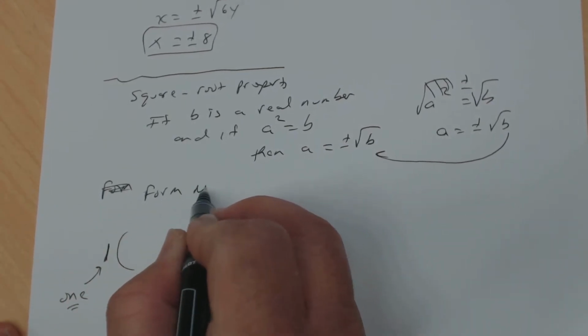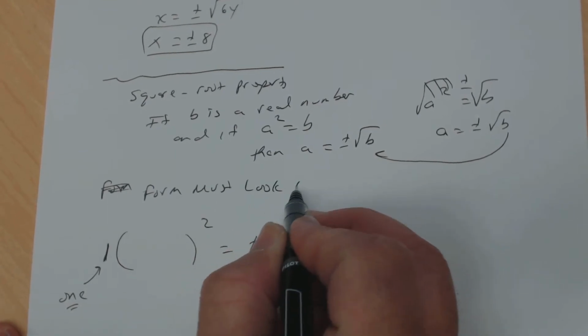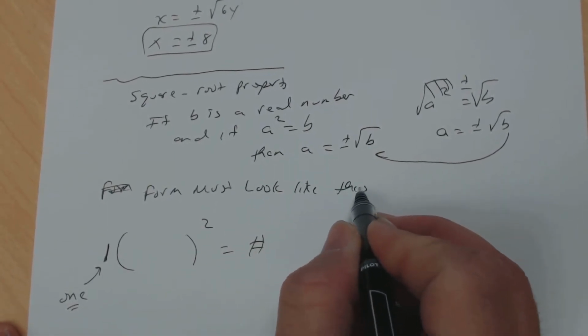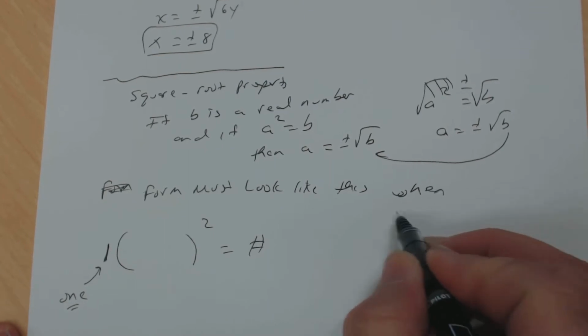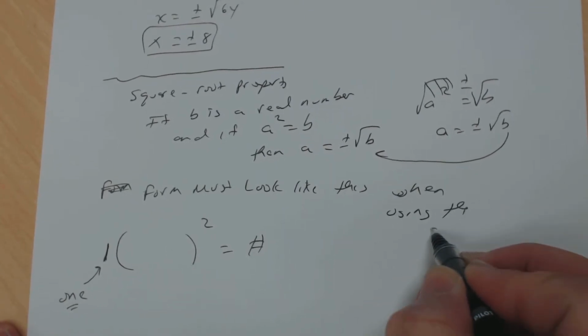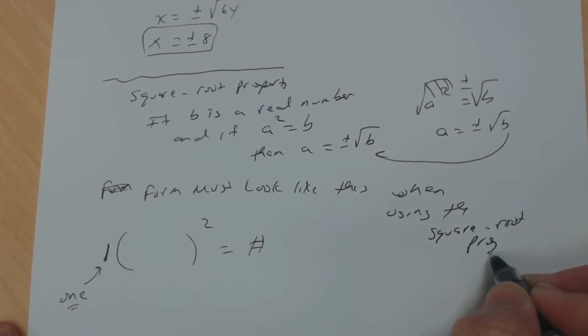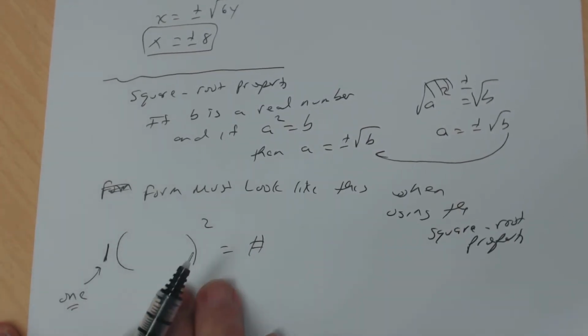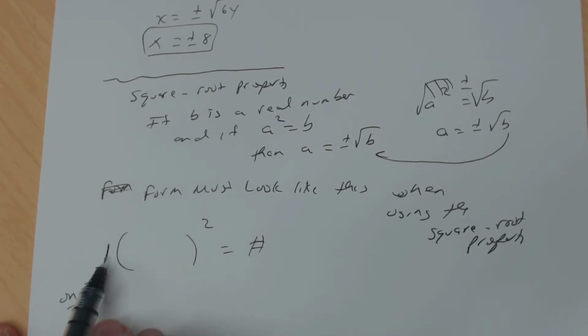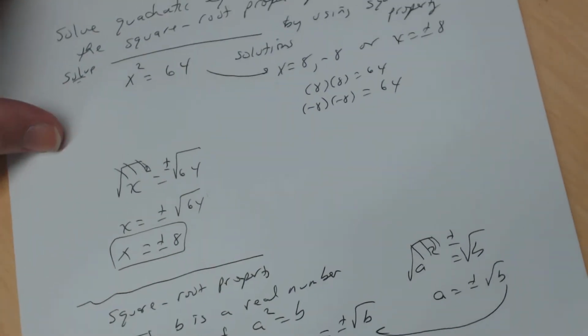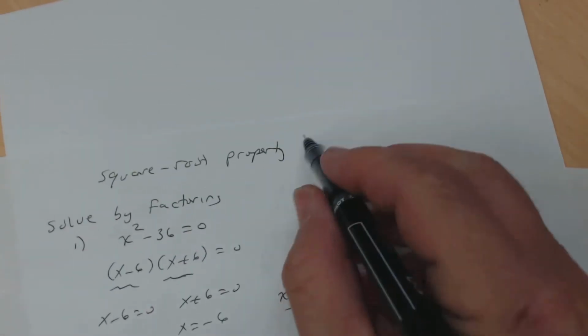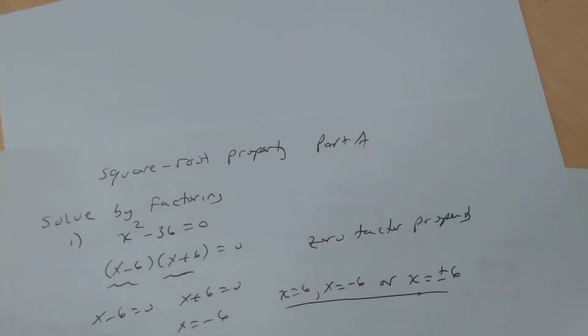The form must look like this when using the square root property. Okay, so something squared equals a number, and that coefficient right here has to be a 1. So if it's a 2, you divide both sides by 2. If it's a 3, divide both sides by 3. All right, so we're going to do one like that in a little while. Okay, so this is going to be part A. So we're going to do this in 2 parts.